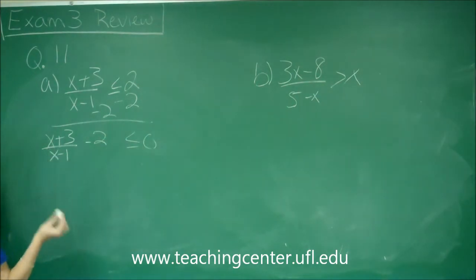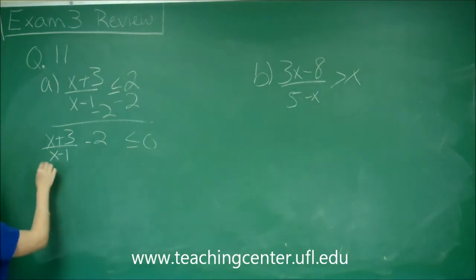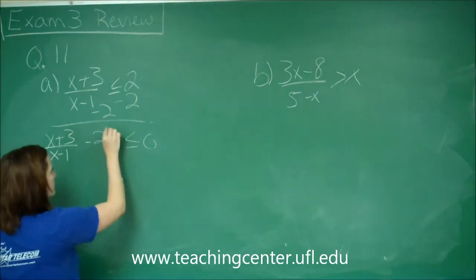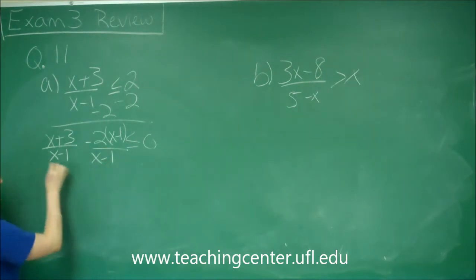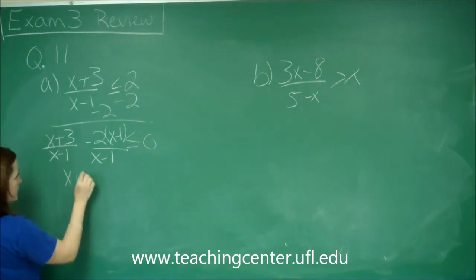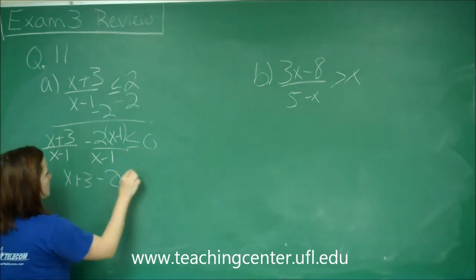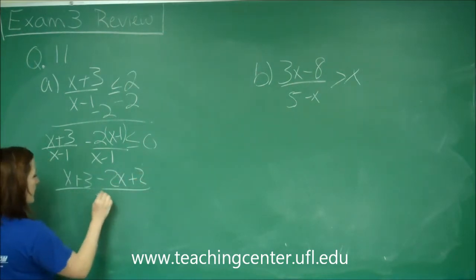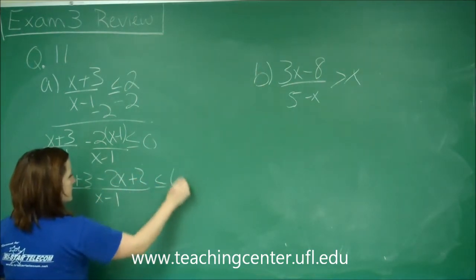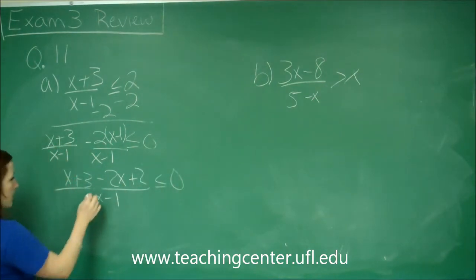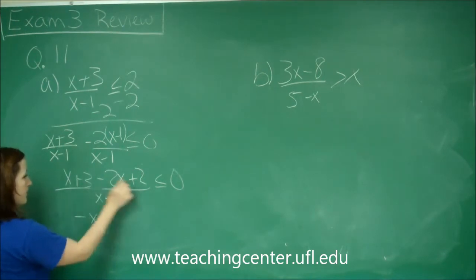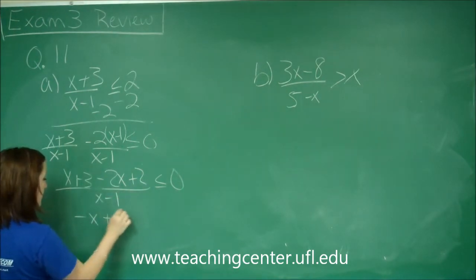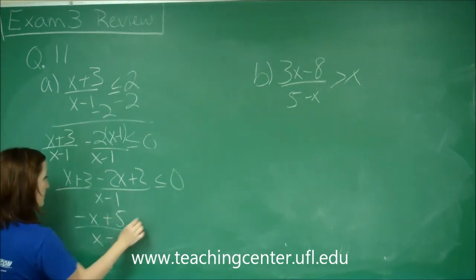But what I need to do now is find a common denominator. And that's going to be my x - 1. So here, when I distribute my 2, I get (x + 3 - 2x + 2) all over x - 1. That has to be less than or equal to 0. And so I can combine. I get x - 2x gives me negative x. 3 plus 2 gives me plus 5 over x - 1.